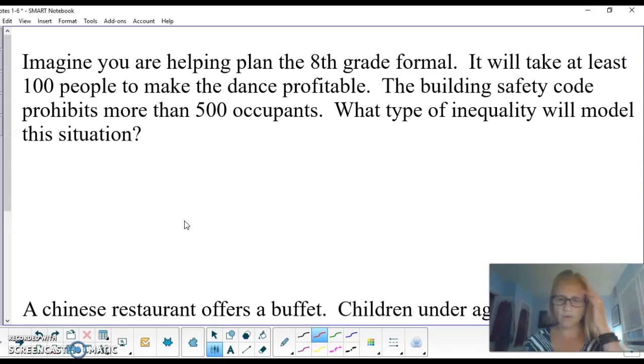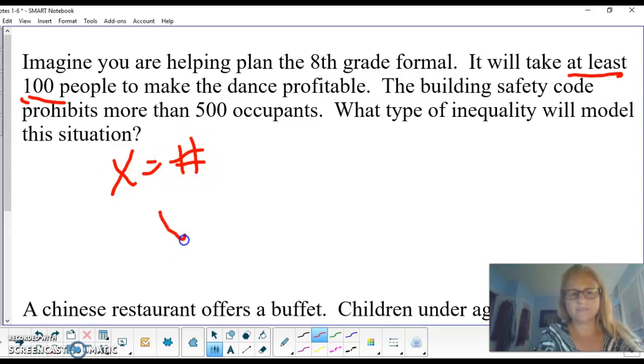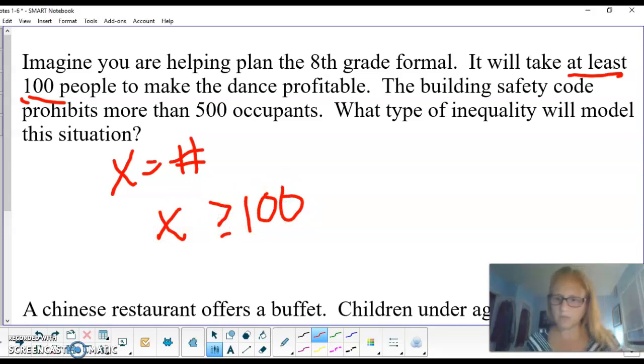So we're going to figure out what type of inequality will model this. So let's focus on at least. At least 100 people. So let's let x equal the number of people. To say at least, that means it has to be 100 or more. So it would be greater than or equal to. X has to be greater than or equal to 100 because it has to be at least 100 people, but it can't be more than 500. So to not be more than 500, that's 500 or less.